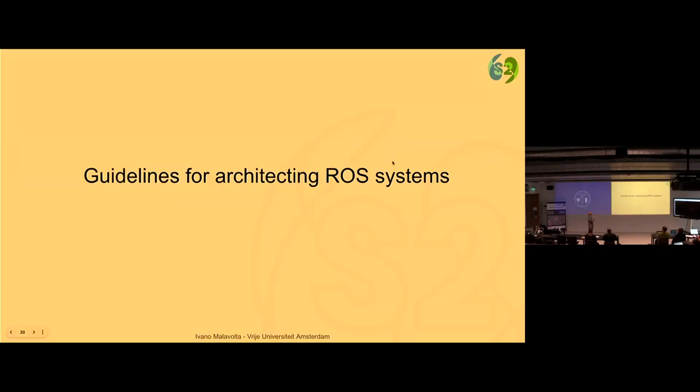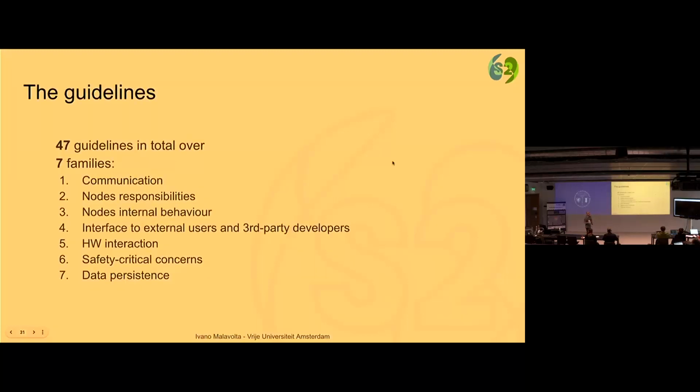Okay. Let's go to the guidelines. As you saw before, we looked at all these repositories where there was some kind of architecture documentation, 115 of them. We sat for several days looking at these repositories, and we extracted a set of 47 guidelines for architecting ROS-based systems, and we organized them into 7 families. One is about communication, how nodes should communicate, so what is the best way according to some non-functional requirements, how to plumb your system, how to split the responsibilities, how to reason about the internal behavior, and so on.